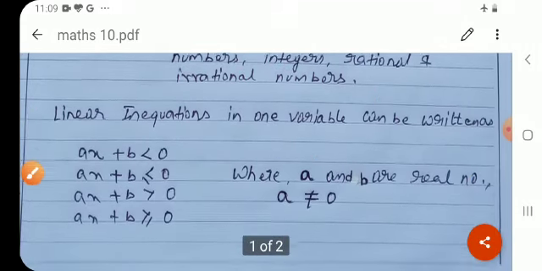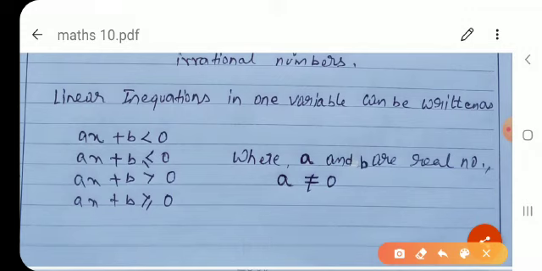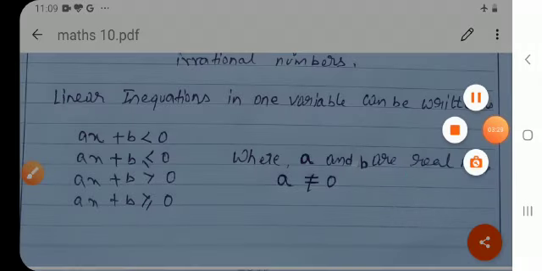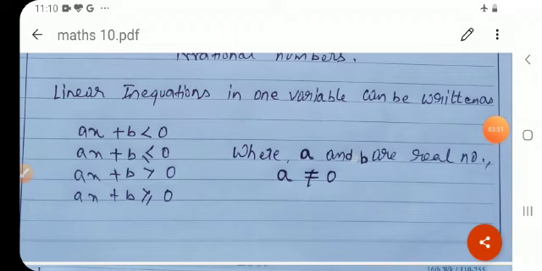Next, linear inequation in one variable can be written as ax plus b less than 0, ax plus b less than or equal to 0, ax plus b greater than 0, or ax plus b greater than or equal to 0. But keep in mind, a not equal to 0, and a and b are real numbers. Very important part of these things. Keep in mind in linear inequation. I hope up to here you have understood.